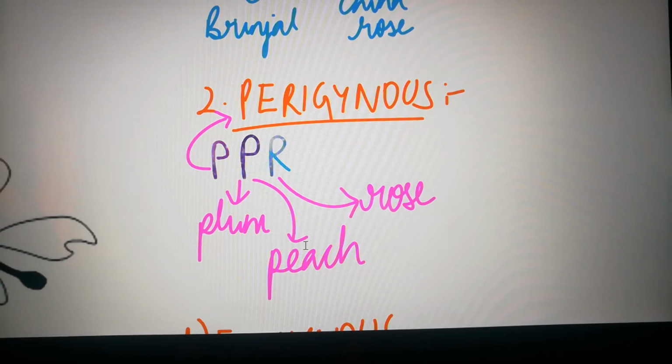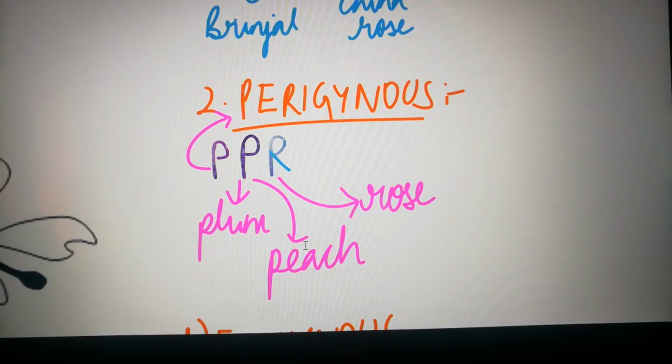The ovary in such flowers is said to be superior. Examples: mustard, China rose and brinjal. In perigynous flowers, the gynoecium is situated in the center and other parts of the flower are located on the rim of the thalamus at almost the same level. Here the ovary is said to be half inferior.